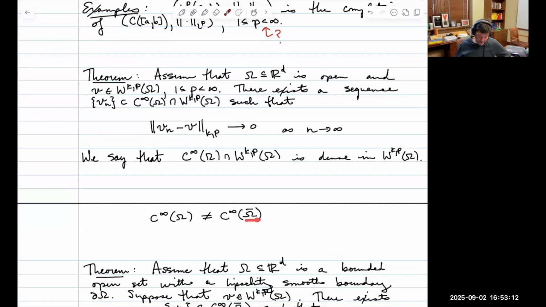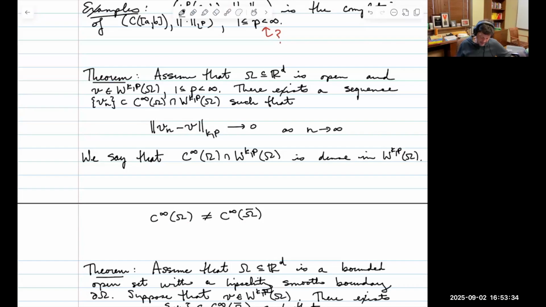So when this is a compact set, each one of the functions of this space is going to be a bounded function. In fact, all of its derivatives are bounded. All orders are all bounded. So this space, not necessarily true.